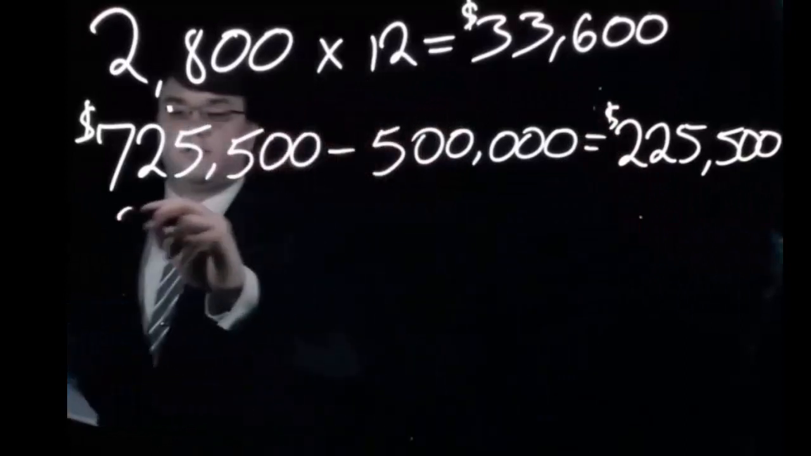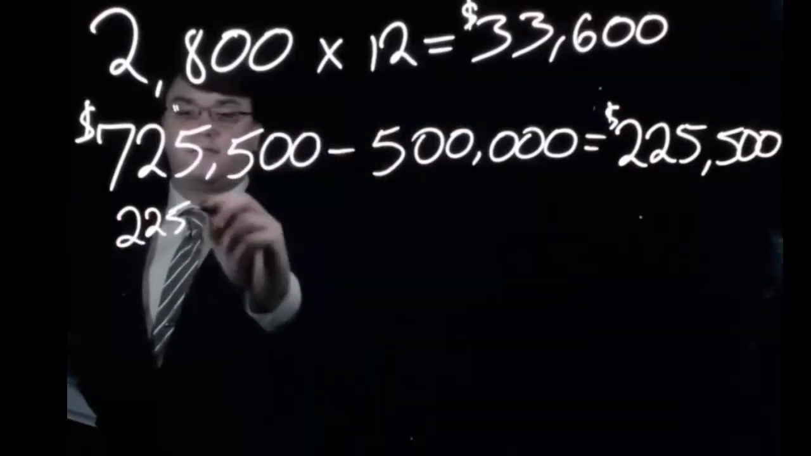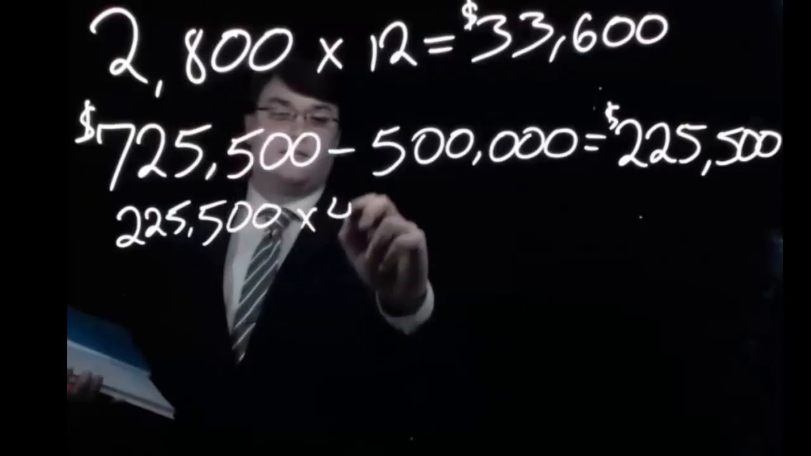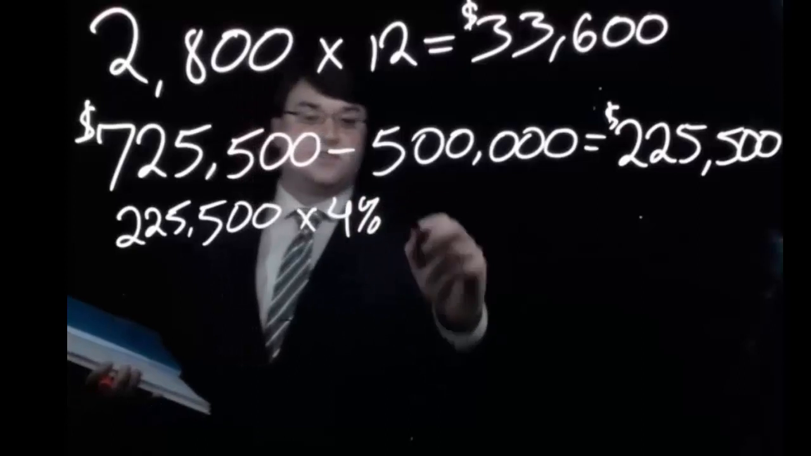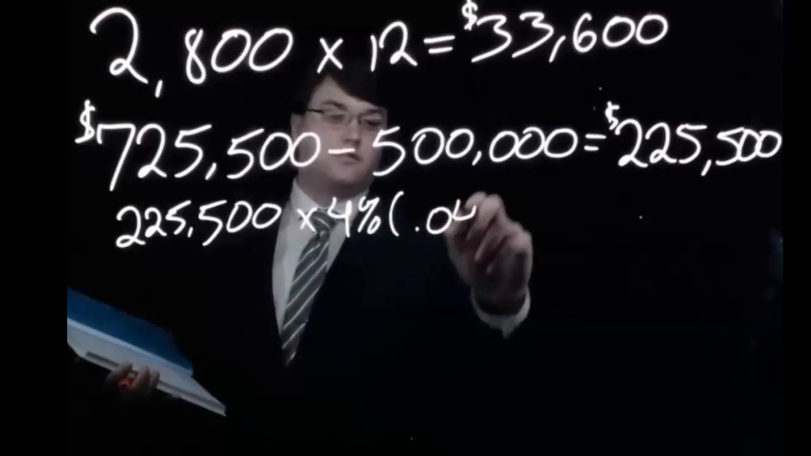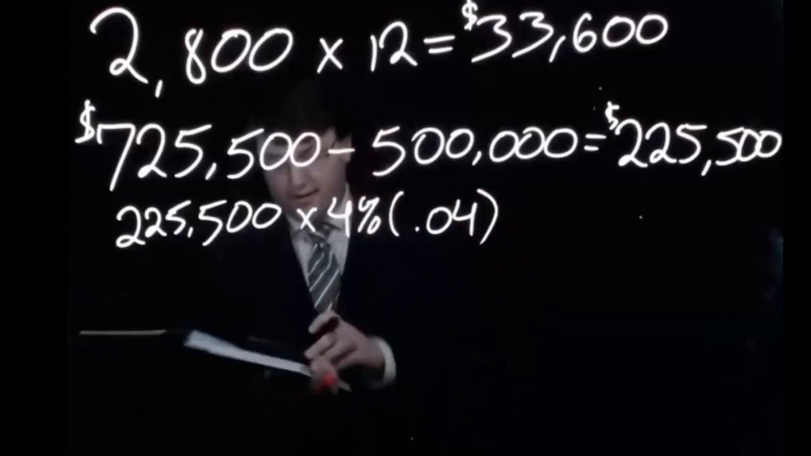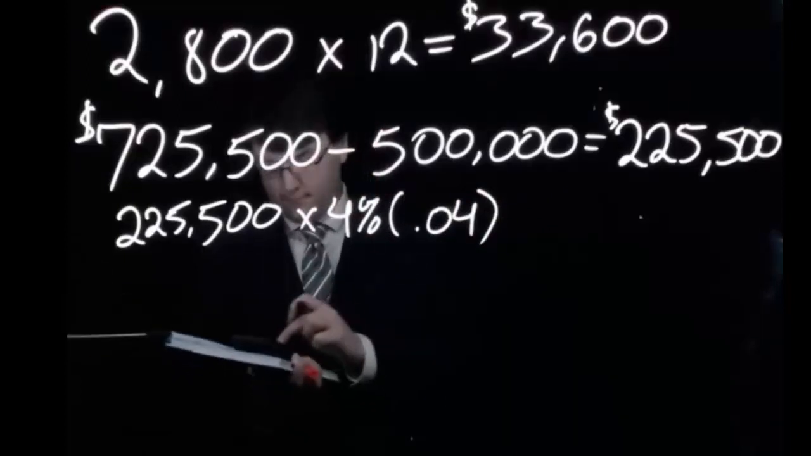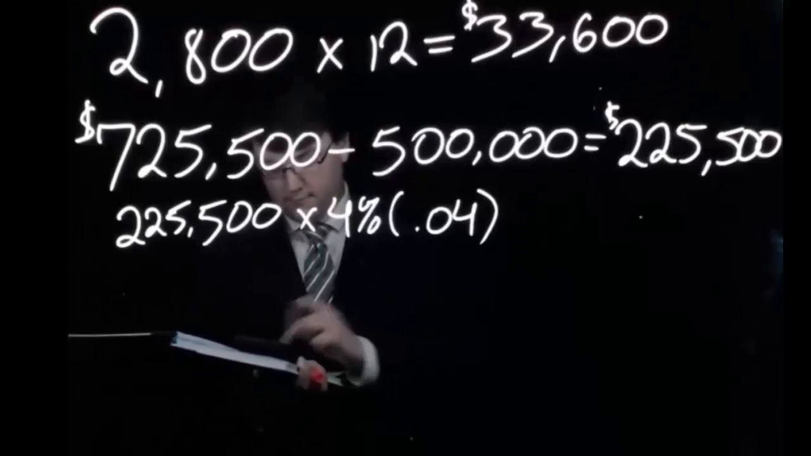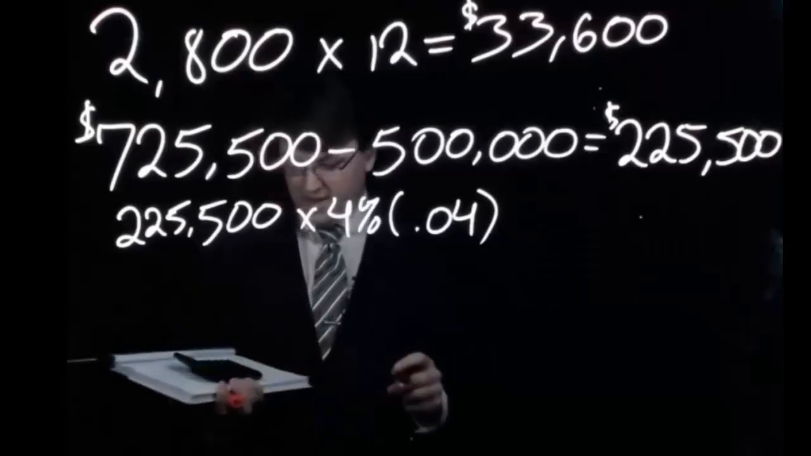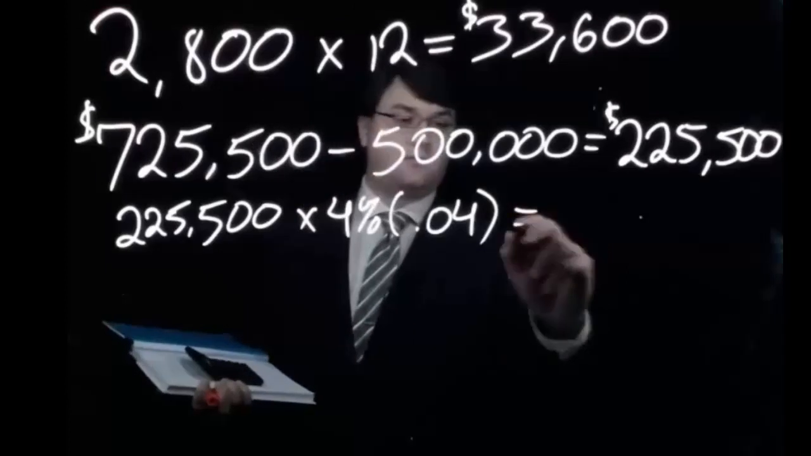and then we'll take the $225,500 and multiply that by 4%, which would be 0.04. So if we take our calculator and plug that in, we should get $9,020.